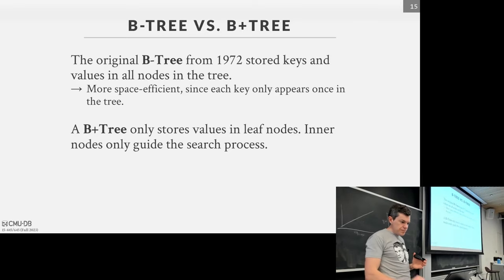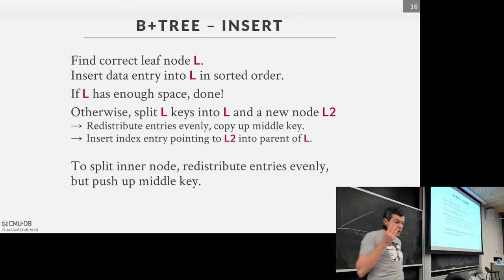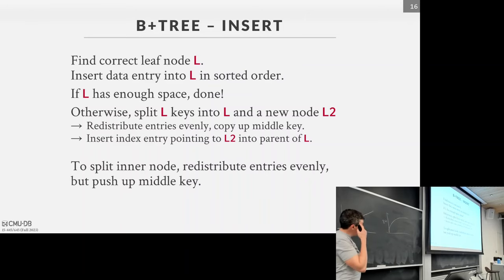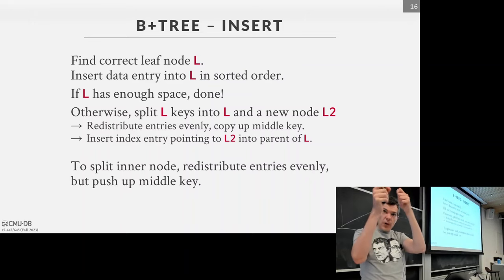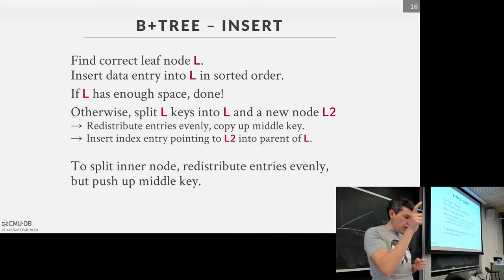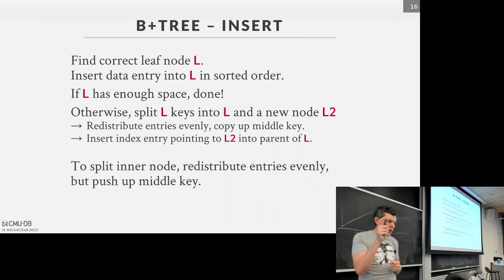Okay. So let's see how we want to do our basic operations. Do an insert. The goal is to find the correct leaf node. We're going to traverse down, following the guideposts, to get to the leaf node where our key should be. And if it has enough space, great. We insert it in sorted order in that leaf node, and we're done.